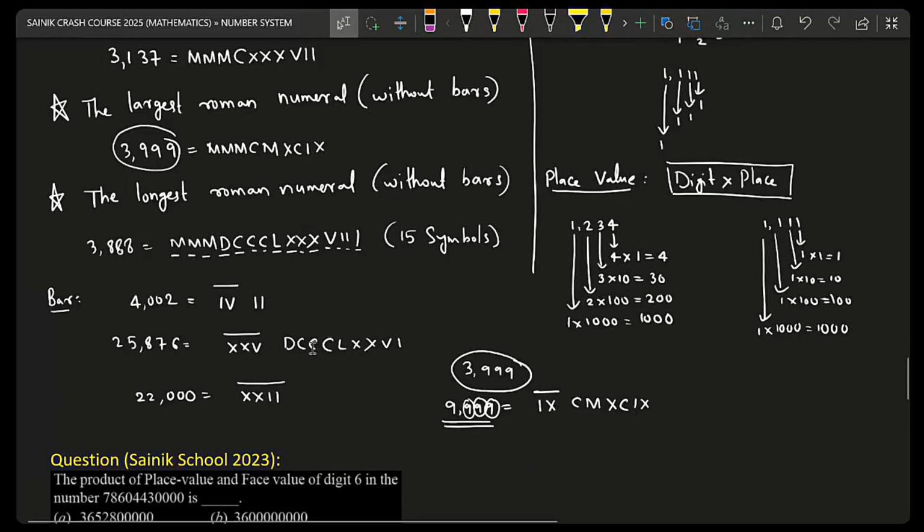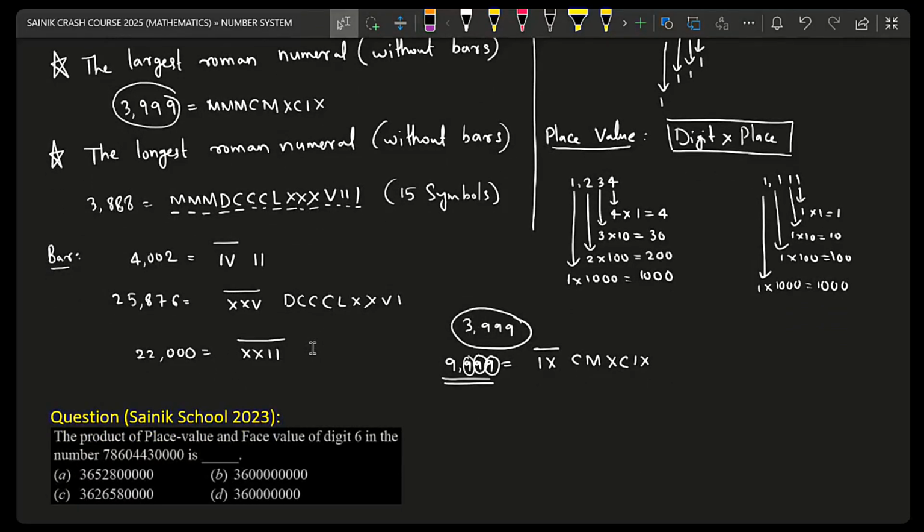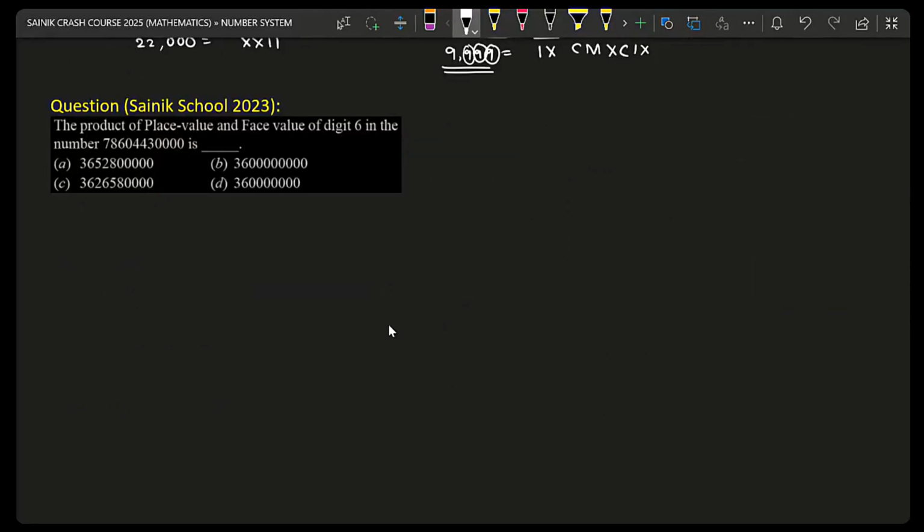There is a question waiting for us, like the one that came in the 2023 Sainik School exam. This is the question: the product of place value and face value of digit 6 in the number is. So let us write the number, that is 7860443.